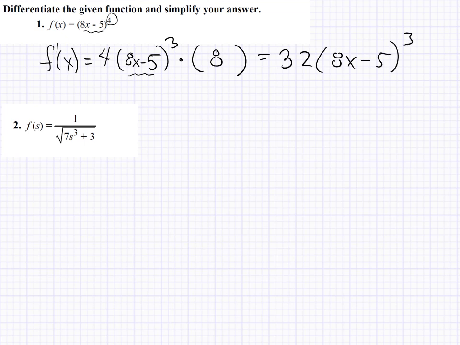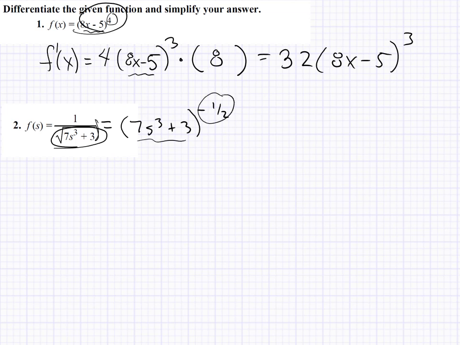On the second one, I'm going to rewrite the function first. I'm going to write this as 7s cubed plus 3 to the negative 1/2. It's to the 1/2 power because of the square root, but then I move that to the numerator. Now it's negative 1/2 power. Now this looks a lot like this one did. Some function raised to a power, which is your most common power rule.